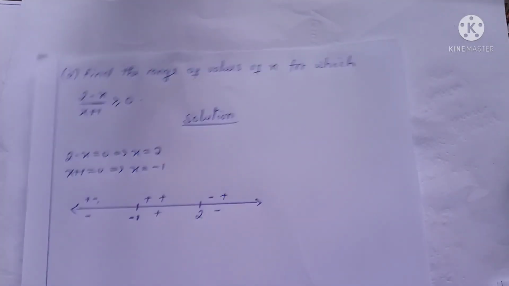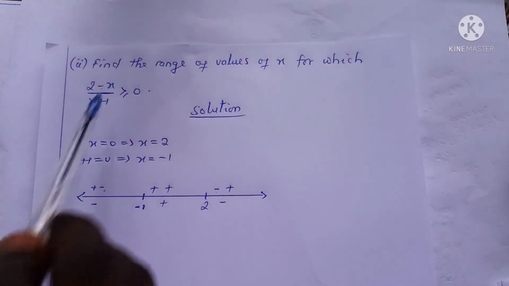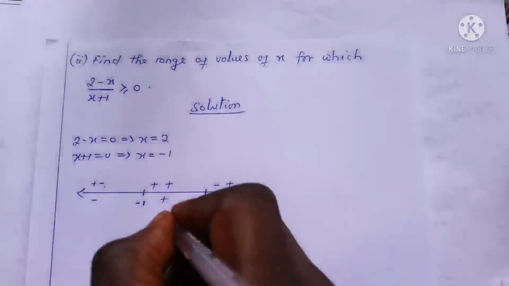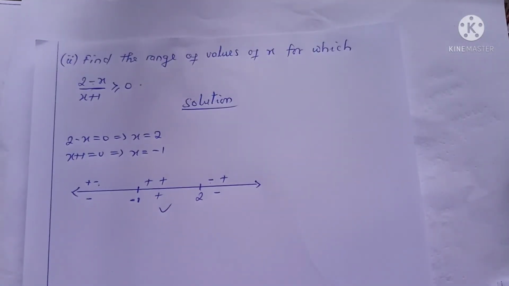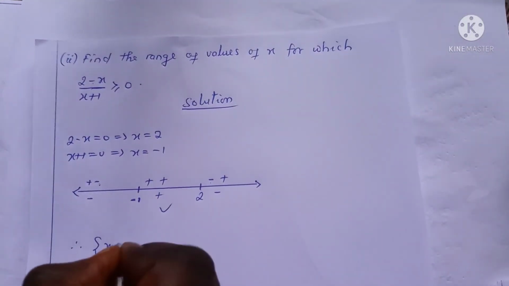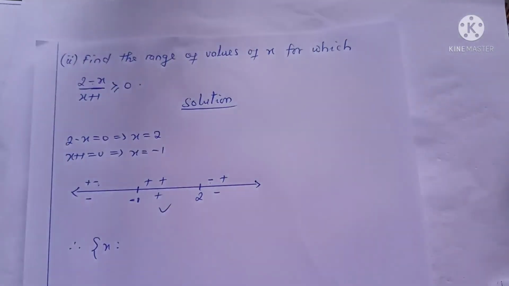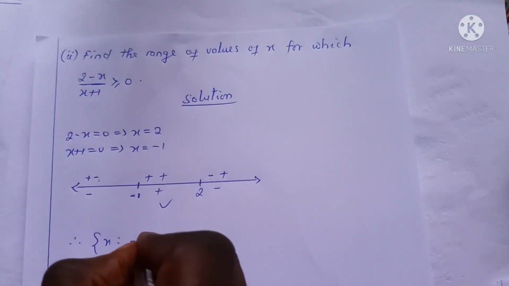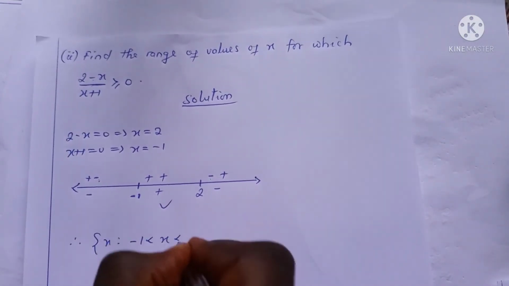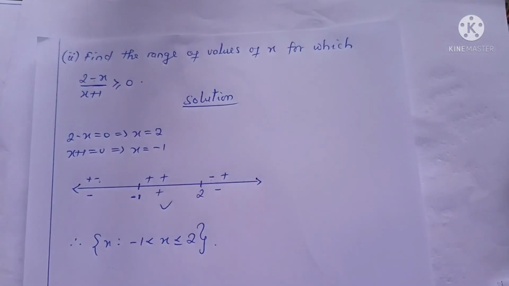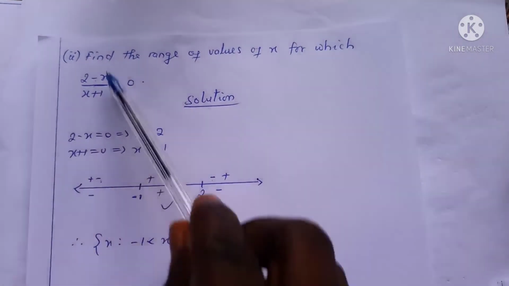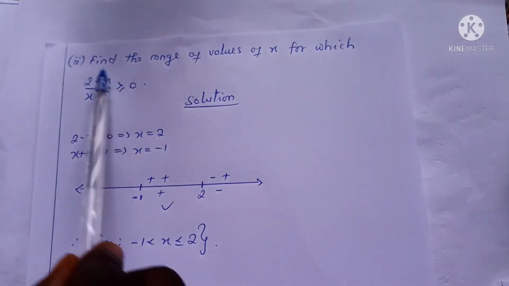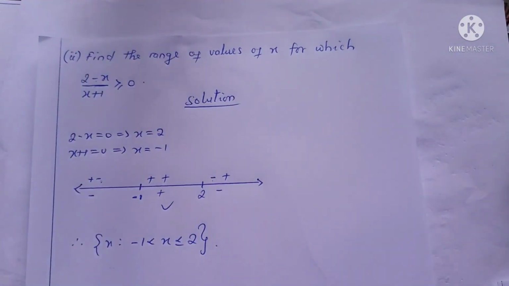Now, at this point, we need to choose the region for which this expression is positive. And that region is the region between negative 1 and 2. And therefore, the set of values of x for which this expression is greater than or equal to 0 is simply the set of x such that negative 1 is strictly less than x, which is less than or equal to 2. Strictly less than because negative 1 is not in the domain of definition of this function. Remember, if you substitute negative 1 in this function, this expression will not make sense.